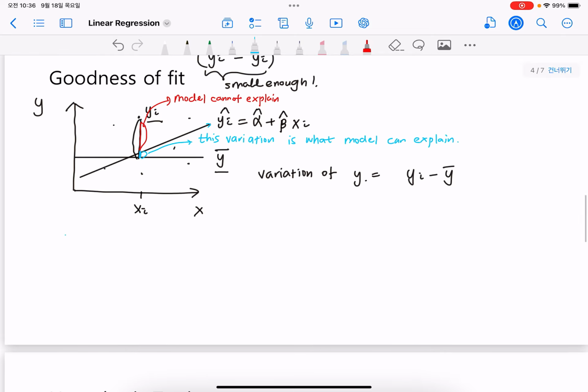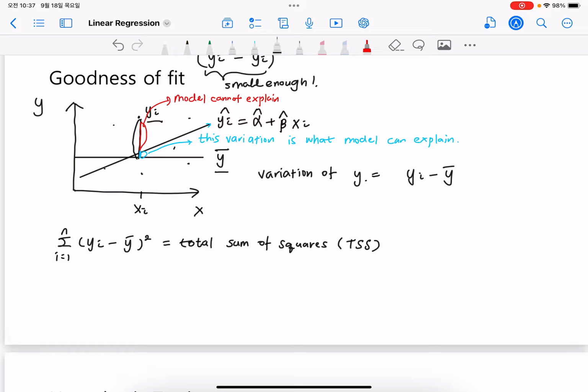So let me formally write here. First, the total variation in y can be expressed as yi minus y bar. And again, to express the variation, it's better to square it, right? Because otherwise, things can cancel out, right? So running over i equal to 1 to n, this is the total variation of y. And officially, it is called the total sum of squares, and we use the abbreviation TSS.